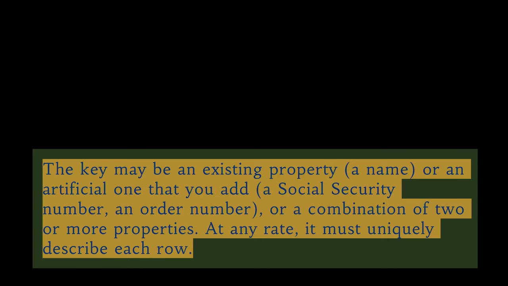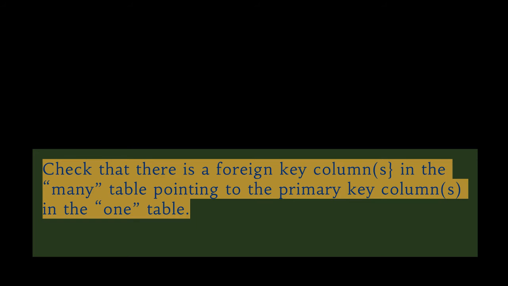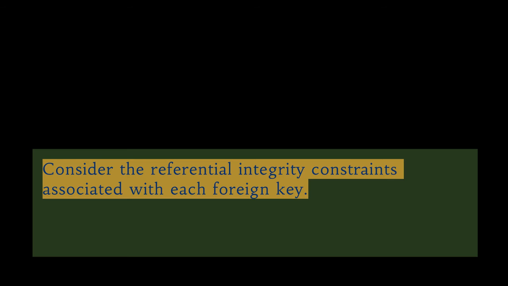The key may be an existing property, a name, or an artificial one that you add, a social security number, an order number, or a combination of two or more properties. At any rate, it must uniquely describe each row. Locate one-to-many relationships between tables. Check that there is a foreign key column in the many table pointing to the primary key column in the one table. Consider the referential integrity constraints associated with each foreign key.